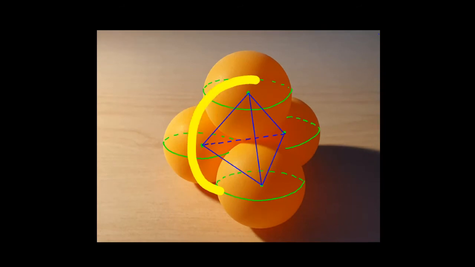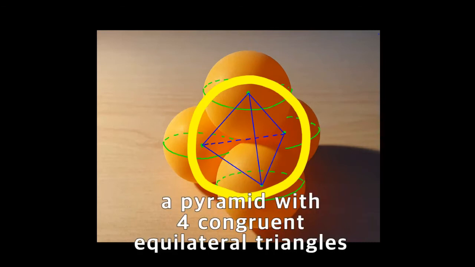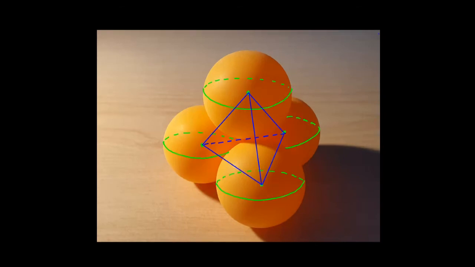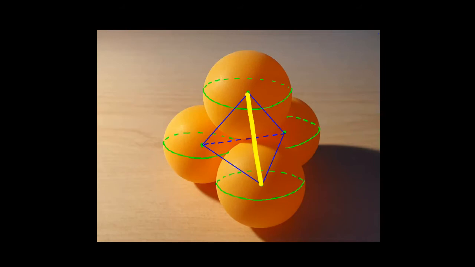By connecting the centers, what we have is a tetrahedron, which is a pyramid that has 4 equilateral triangles as its faces. And the length of each side of this pyramid is 4 centimeters because it's composed of the radius of each sphere. Since the radius of each sphere was 2 centimeters, 2 plus 2 makes 4 centimeters.